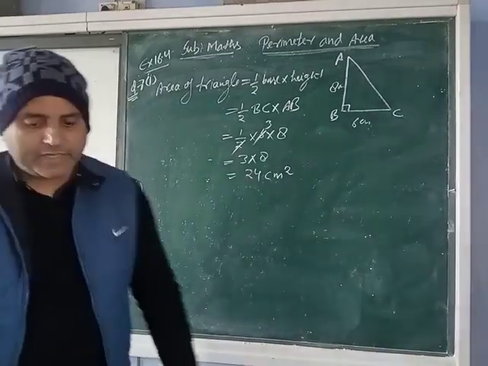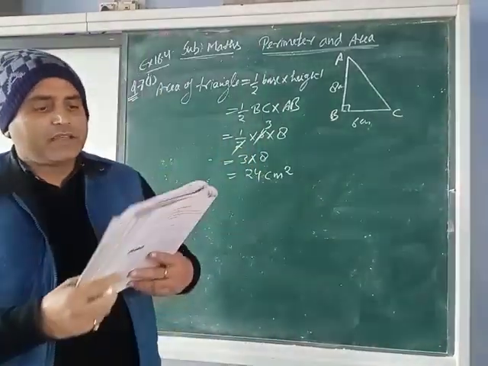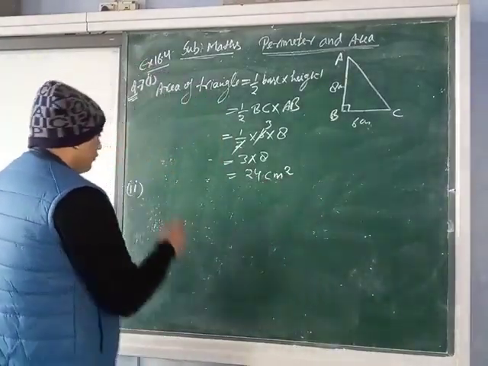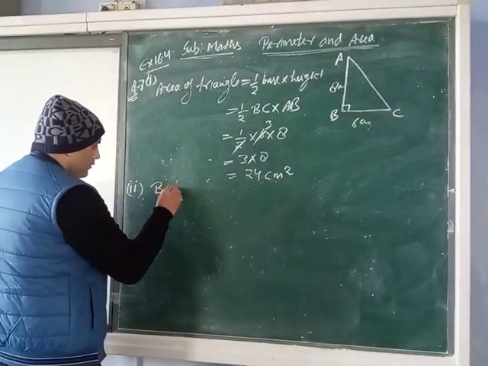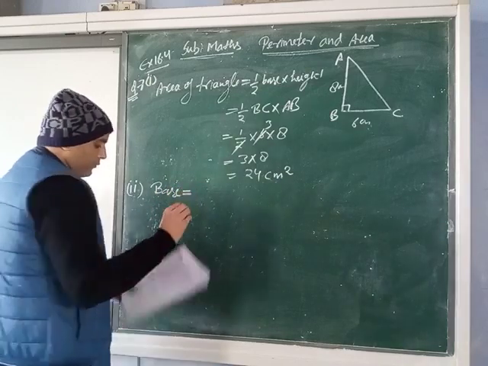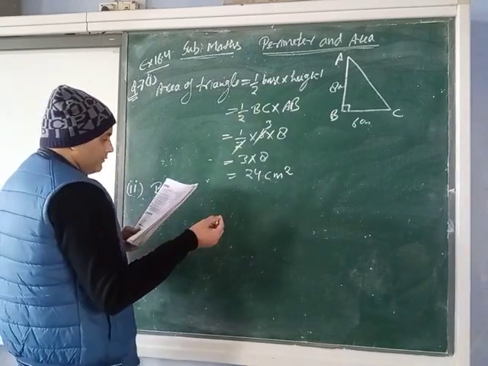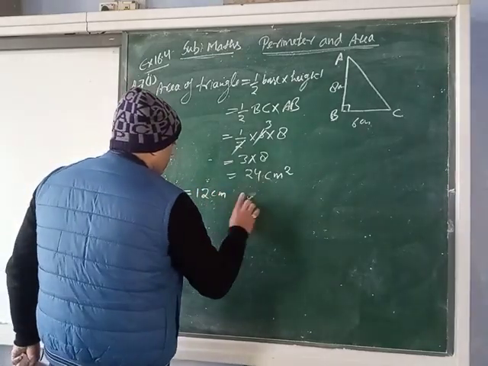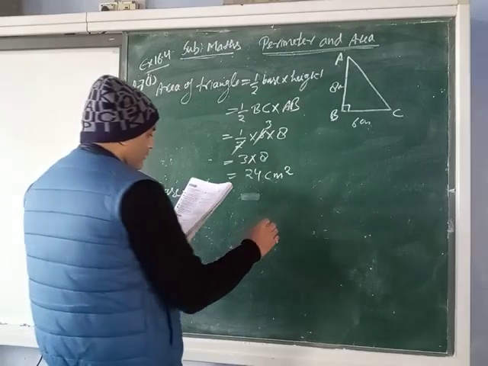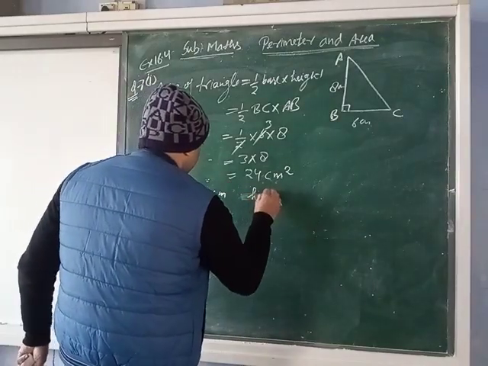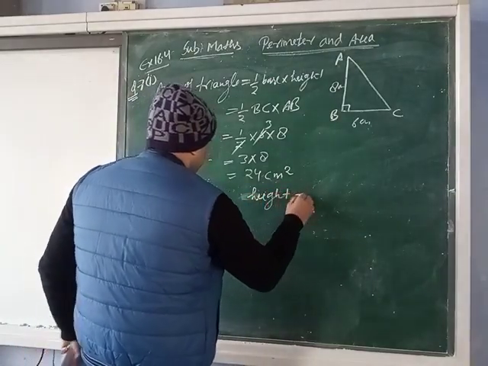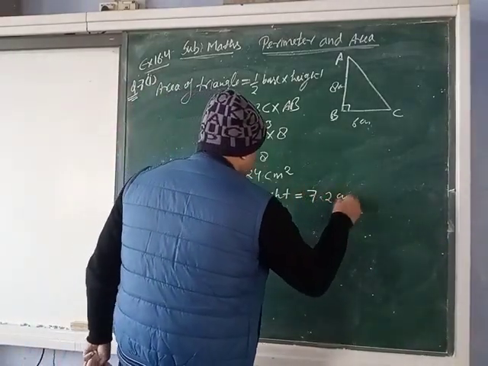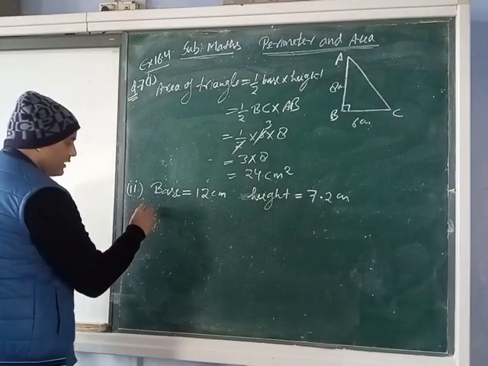Question number 7, second part. In which it is given that the base and the height of a triangle are given. So now, what is the given? Base. What is the base? That is 12 centimeters. Okay? And height. What is the height of the triangle? That is 7.2 centimeters.